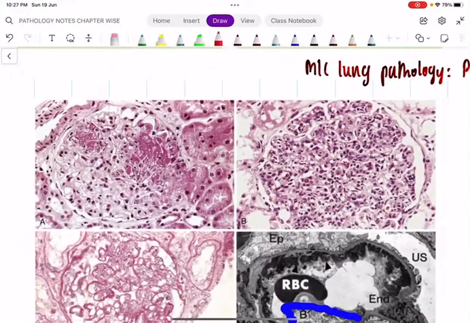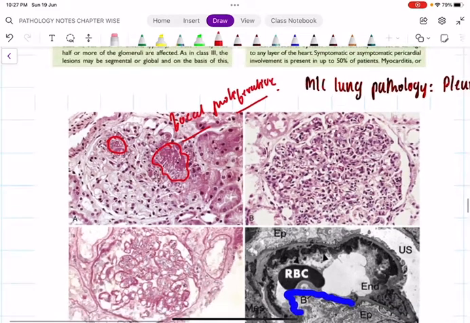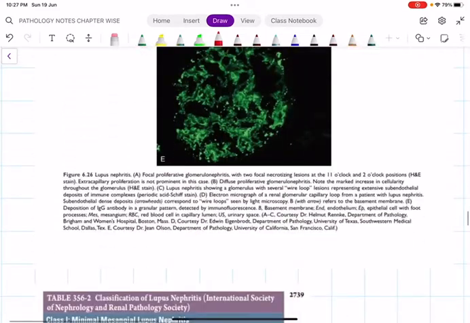Okay, in picture A, what you are seeing here is proliferation in the mesangium. This is focal proliferative. Don't worry if you are not able to appreciate the picture right now, because in renal pathology we will start from the basics. What are the normal responses of the kidney towards injury? Then it will be very easy. So this is focal proliferative.